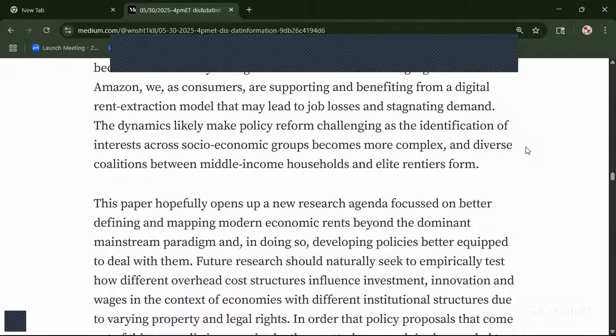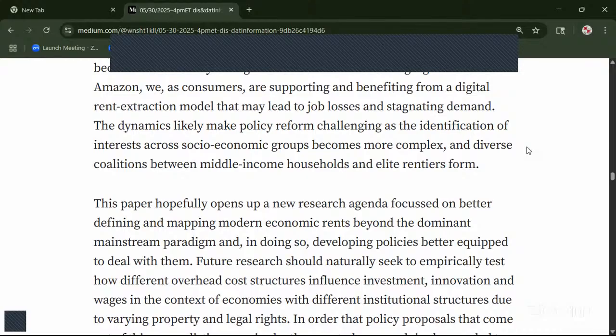Well, will we get that? That's an interesting question. This paper hopefully opens a new research agenda focused on better defining and mapping modern economic rents beyond the dominant mainstream paradigm, and in doing so, developing policies better equipped to deal with them.